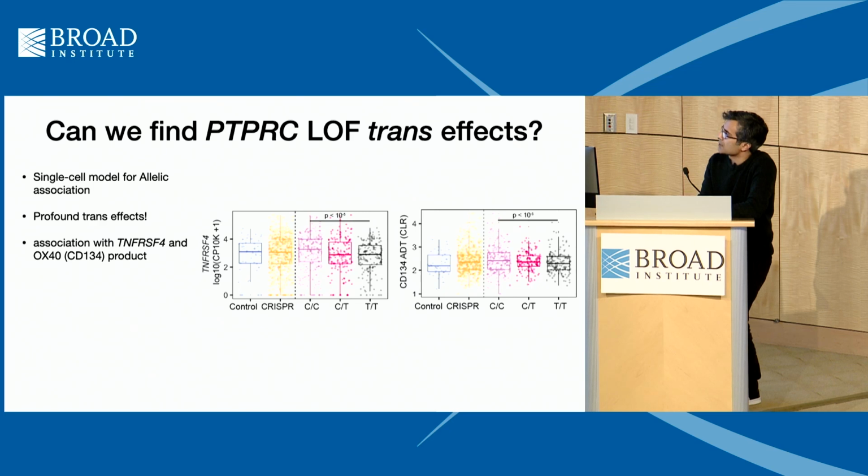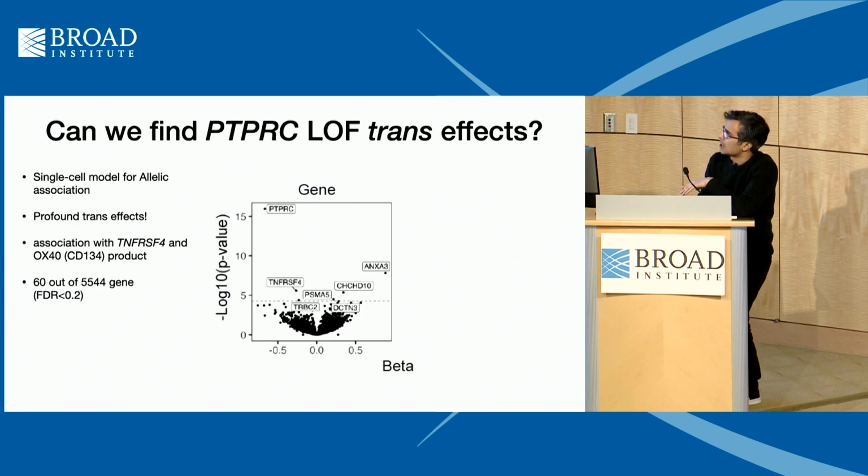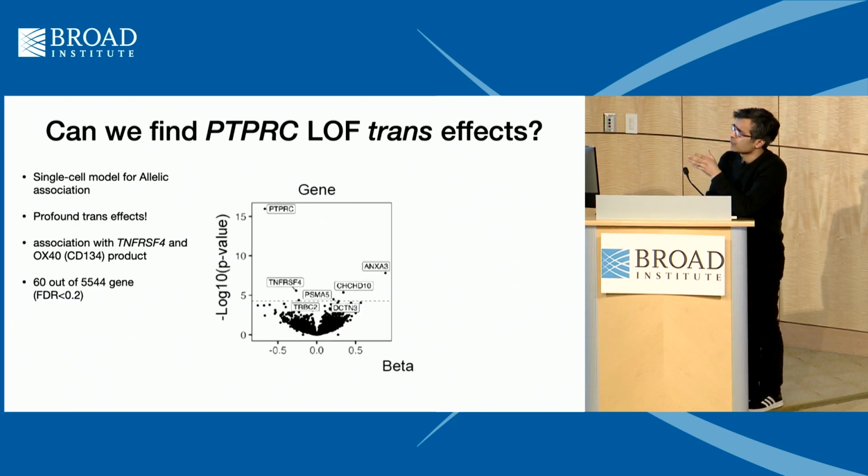And what you see is that as you introduce those PTPRC loss of functions, this gene loses expression both at the RNA and at the protein level with a 10 to the minus 5 significance. So a pretty strong effect on this particular gene. 60 out of 544 genes have some kind of effect with an FDR of 0.2. You can see a really small number of genes have a very profound effect, but a larger number of them have more subtle effects.